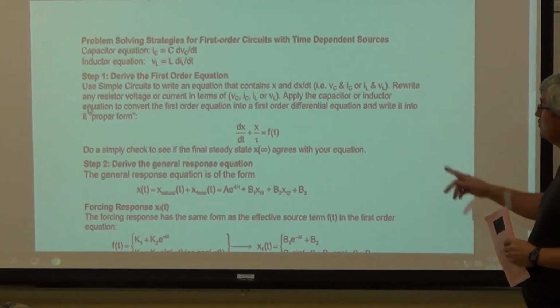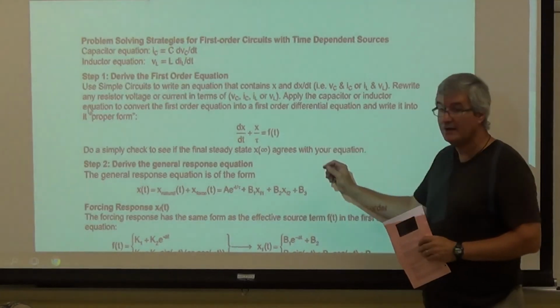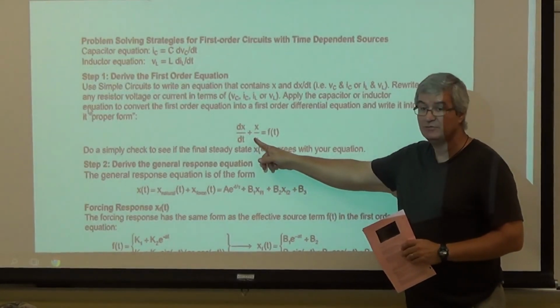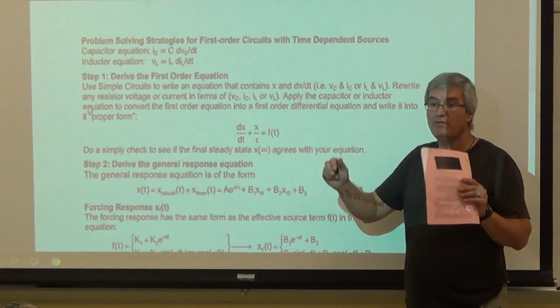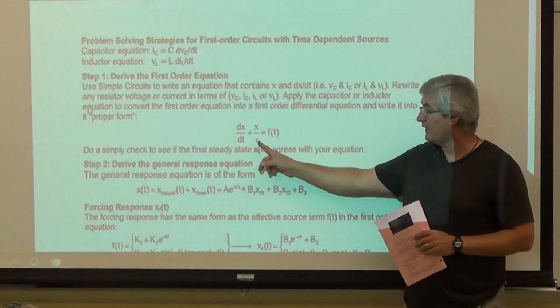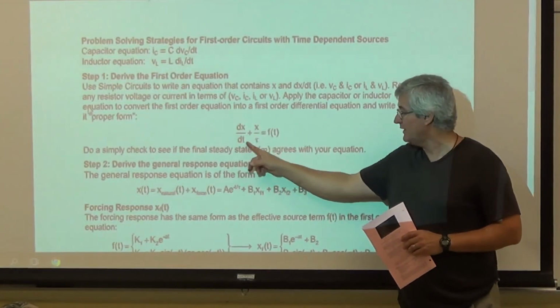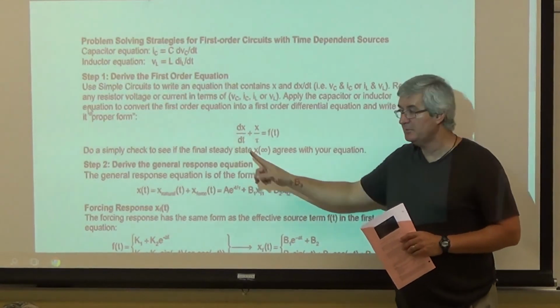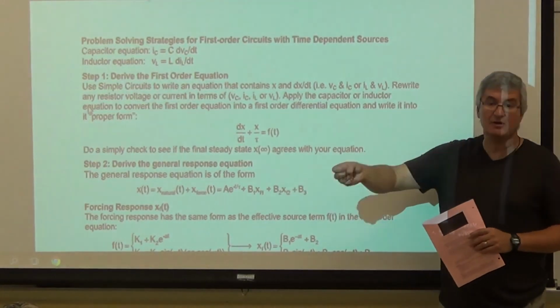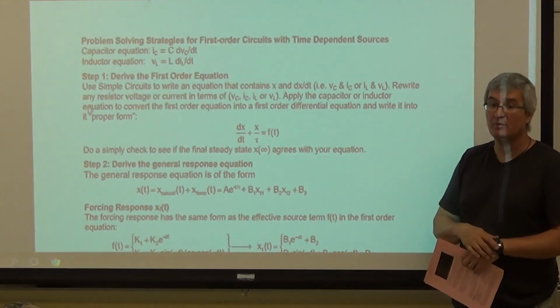Okay? Then what we're going to do here is rewrite it so that it comes into this natural form, this normal form. Why do we want it that way? It turns out that if you write it this way, with no constant term here, we can pick off the time constant for the circuit. That's why we want to do that.